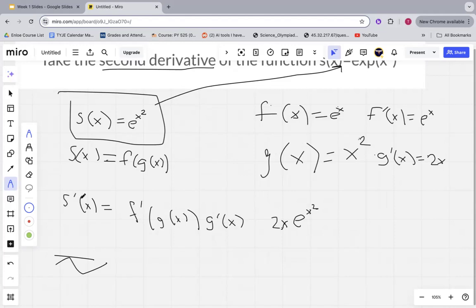So what we're saying here is if we want, say, the slope of s at 2, we would need to get the slope of f and find out what the slope of f is when we plug in 2 to g of x. We know what g of 2 is. G of 2 is 4. So we need to find the slope of f at 4, because g of 2 is 2 squared, which is 4. And then multiply by the slope of g at x equals 2.